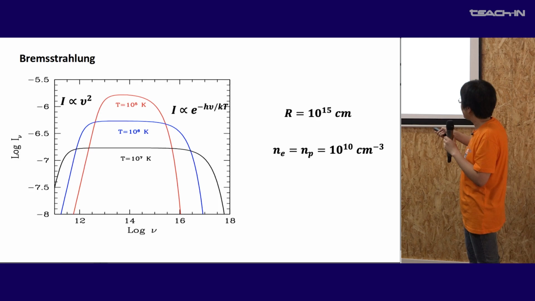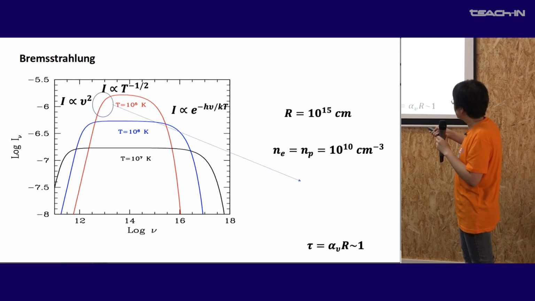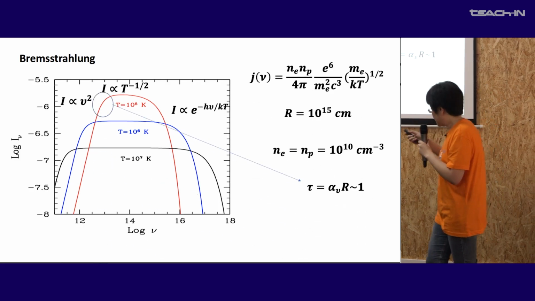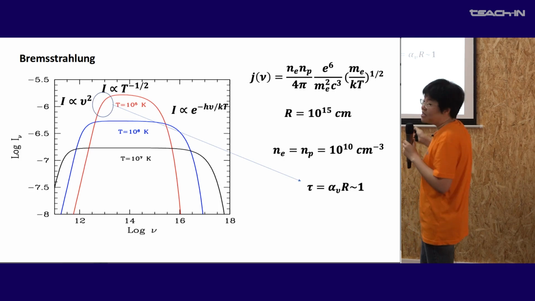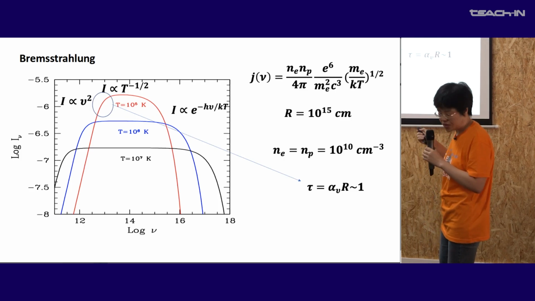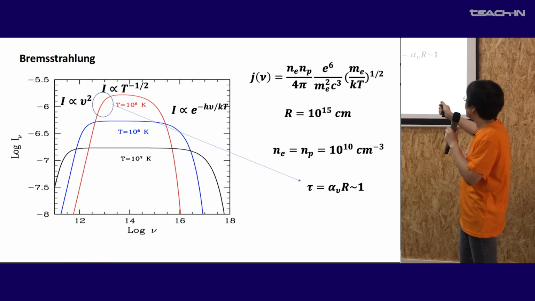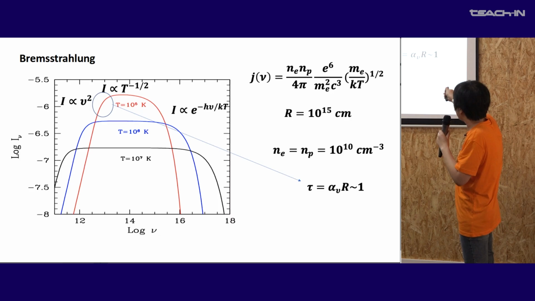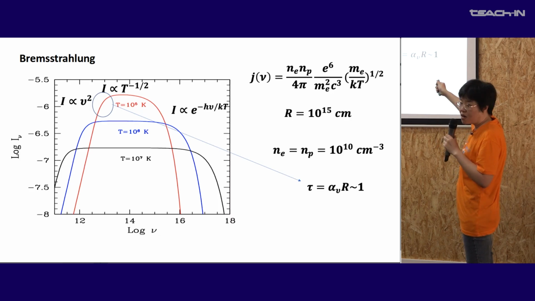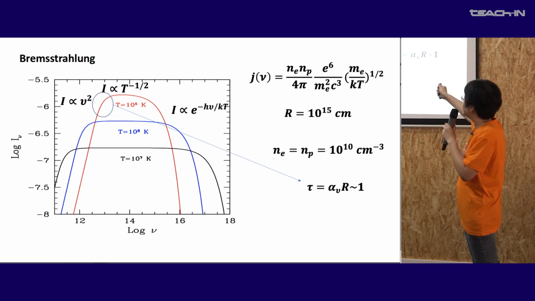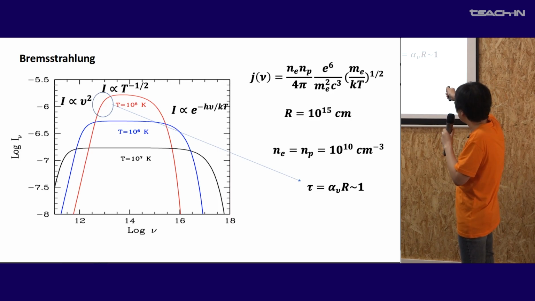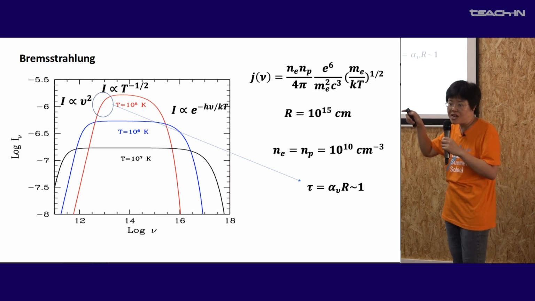Here is the formula for Bremsstrahlung. What does it tell us? For Bremsstrahlung, this part is for a single particle, a single electron emitting energy. So it's proportional to T to the minus 1/2.